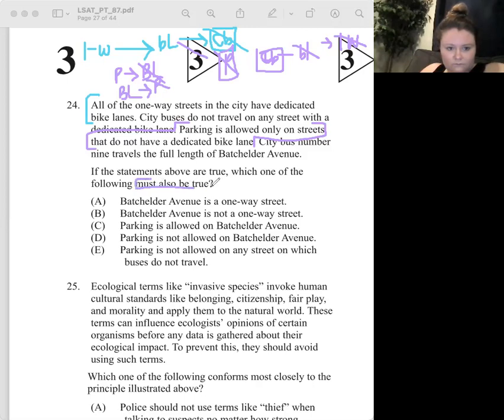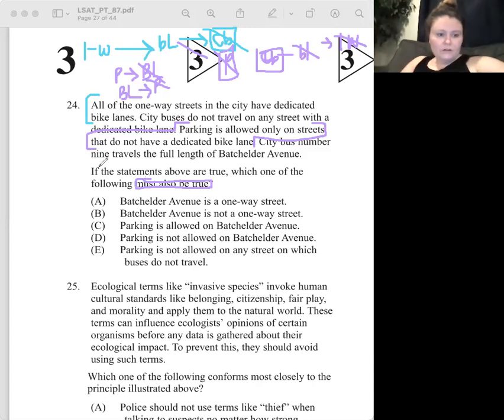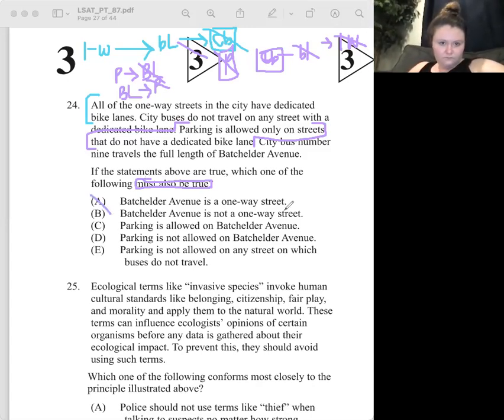So this is going into how we really have to know our conditional statements. All right, A: B Avenue is a one-way street. No, we were already able to tell it's not a one-way street. B: B Avenue is not a one-way street. That's what I had, actually. I think I marked that. So I was like, okay, that makes sense.